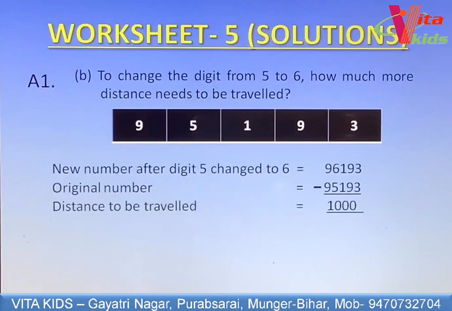Distance to be travelled will be 1000 because the digit at the thousands place is changing. Here we can see the new number is changing at the thousands place from 5 to 6. Since it is increasing, the distance that needs to be travelled will be 1000. Had this number changed from 5 to 7, it would have been 2000. And let's get back to this example. So answer you will write 1000 kilometers.